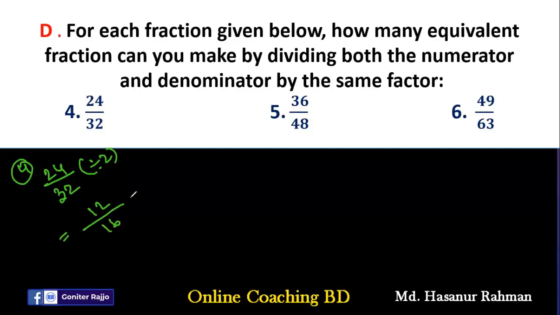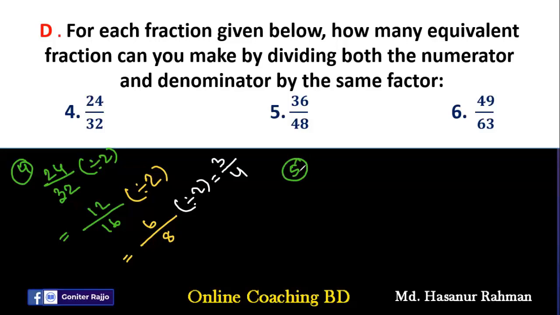Again, we have to divide 12 and 16 both by 2. Why? Because 12 and 16 both are even number. 6 by 8. Now we have to divide this fraction by 2 again. Then look, it will be 3 2s are 6 and 4 2s are 8. Simple.